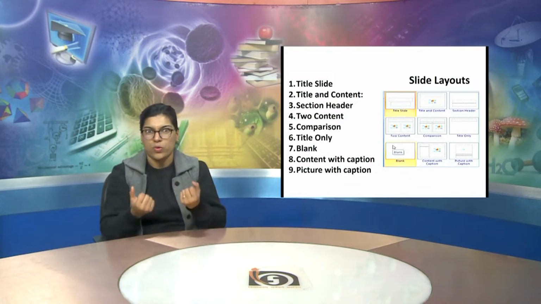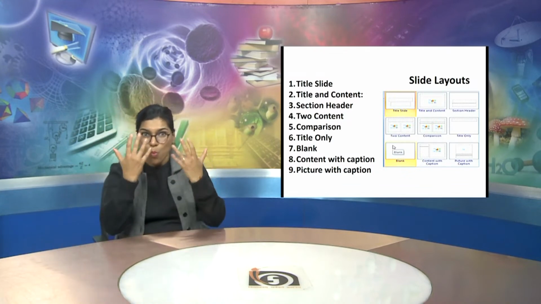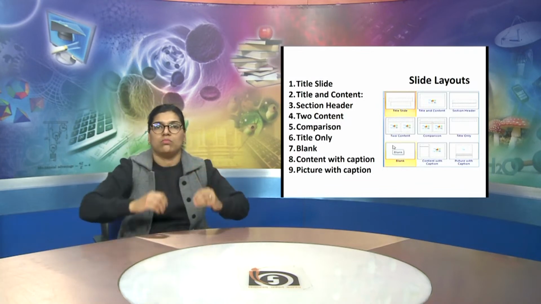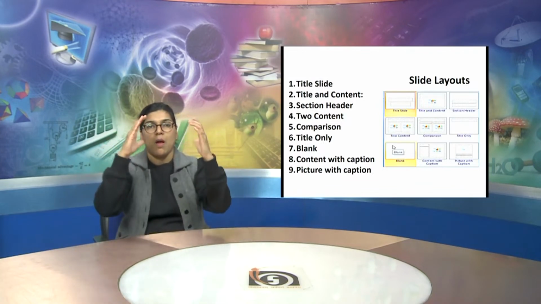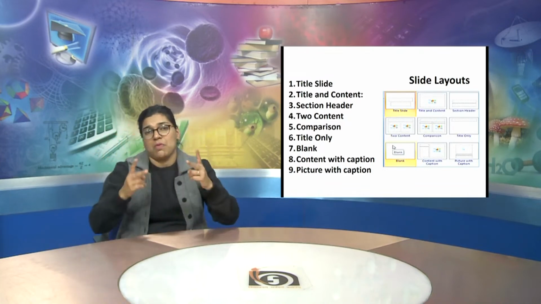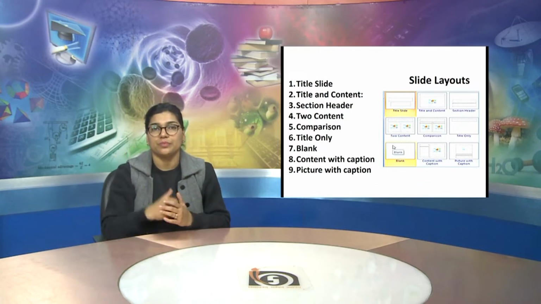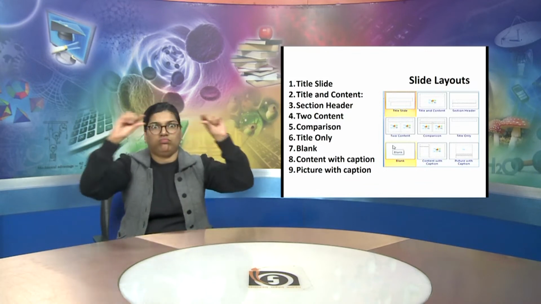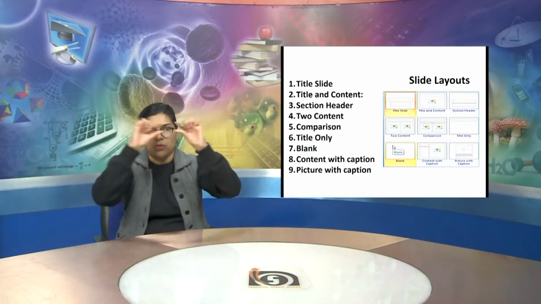And then the fifth slide layout is comparison. In that also we have two different boxes. In that you can put your points in which you are comparing things. So that can be of any comparison. The sixth slide layout has title only.